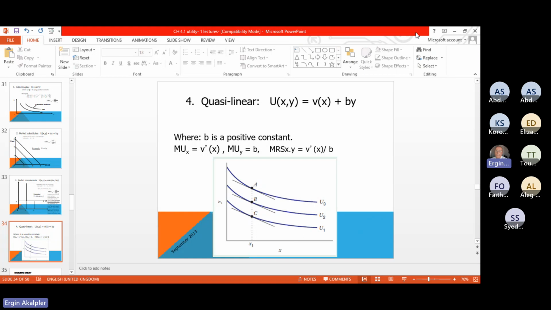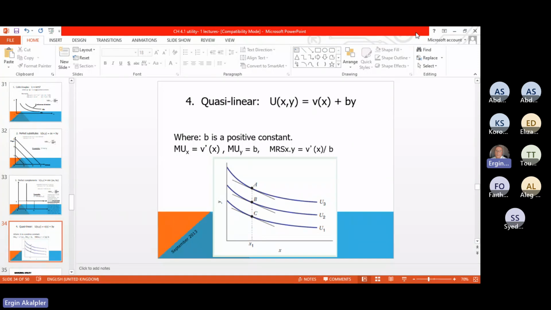And when you combine these two, the marginal rate of substitution of x to y is, let's say, v dash x divided by b, because b is a constant coefficient. Then you will get these as curvilinear curves, as it is indicated here, utility 1, utility 2, utility 3, depending on the budget constraints, which is not estimated.